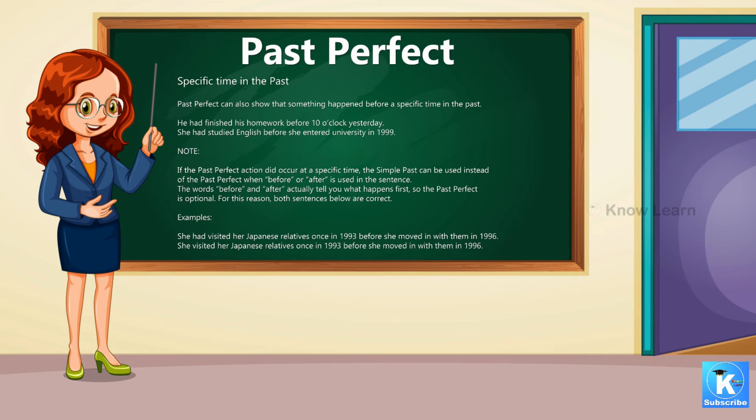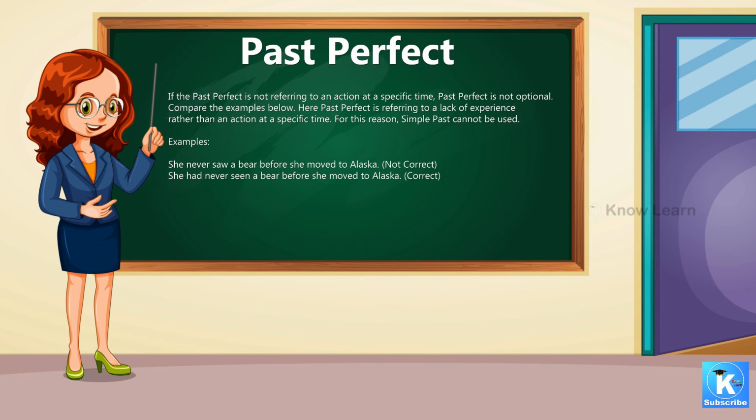Note: if the past perfect action did occur at a specific time, the simple past can be used instead of the past perfect when before or after is used in the sentence. The words before and after actually tell you what happens first, so the past perfect is optional. For this reason, both sentences below are correct. Examples: She had visited her Japanese relatives once in 1993 before she moved in with them in 1996. She visited her Japanese relatives once in 1993 before she moved in with them in 1996.